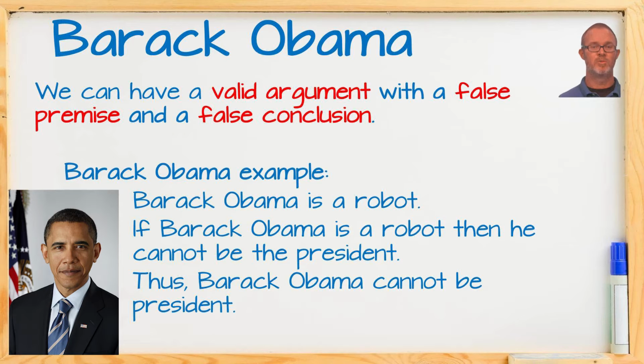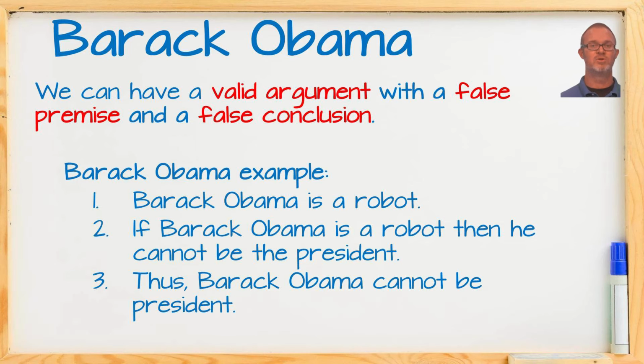The next example we'll use to explain validity and necessary connection is the Barack Obama example. It says, one, Barack Obama is a robot, which is in fact false, right? And then two, if Barack Obama's a robot, he cannot be the president. That one's probably true. But then from those, it has to follow again necessarily that Barack Obama cannot be the president. Again, this is the only conclusion that could possibly follow from those premises.